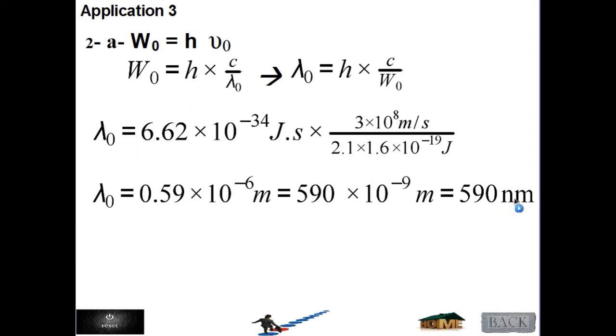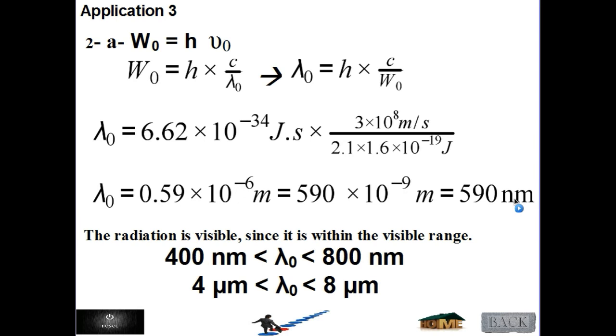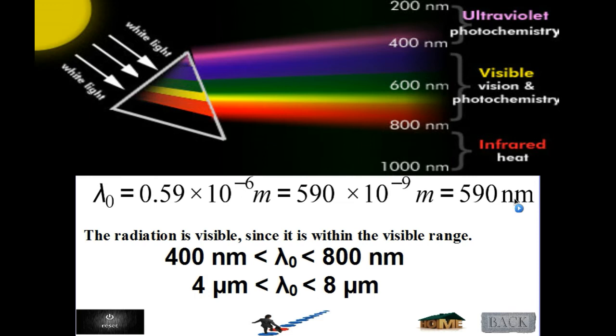590 nanometer is a visible radiation since it is within the visible range. 400 nanometer to 800 nanometer is our visible range, or 0.4 micrometer to 0.8 micrometer. The 400 nanometer is the violet color and 800 nanometer is the red color. More than 800 it will be the infrared, and less than 400 it will be the ultraviolet.